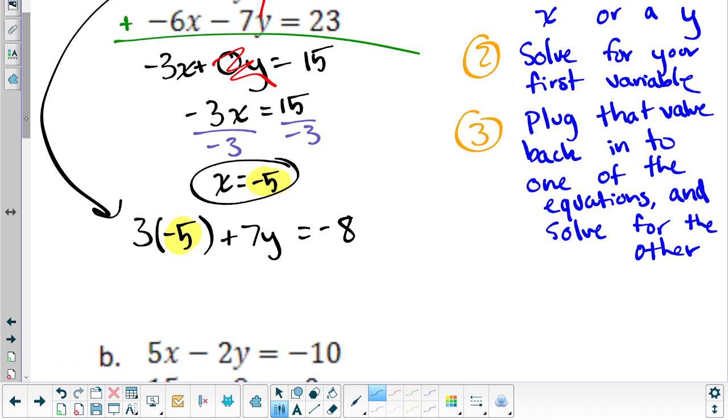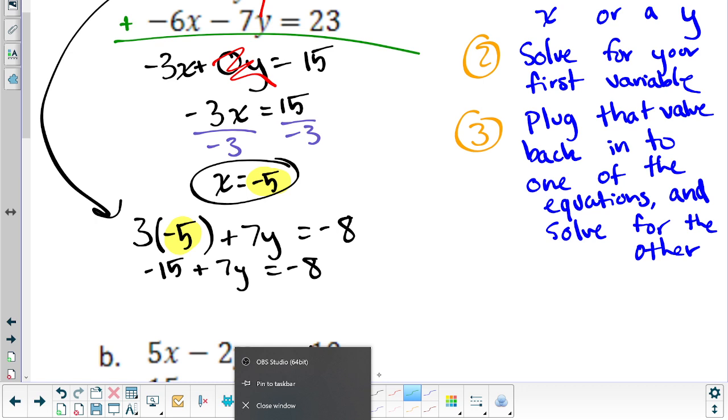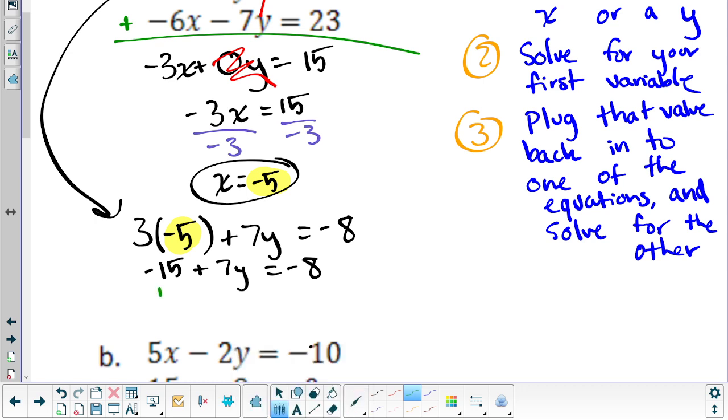And now this is like a two-step equation that we can solve for y, okay? So we just have to simplify this. 3 times negative 5, what we just did over here, was negative 15. And then plus 7y equals negative 8. I need to take 2 steps to get y by itself. So first, I want to get rid of anything that's not attached to a y. And so I'm going to add 15.